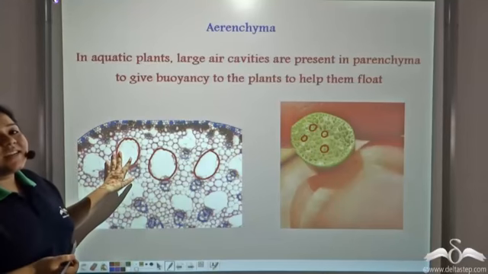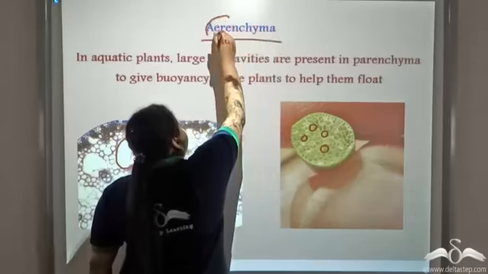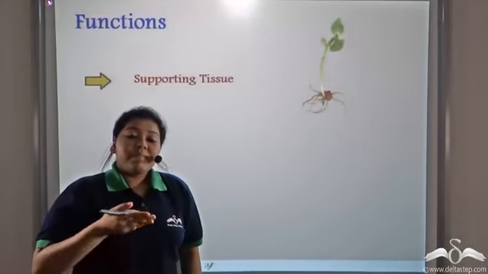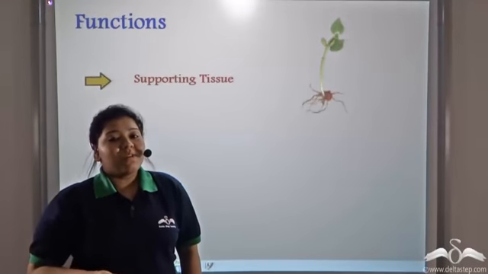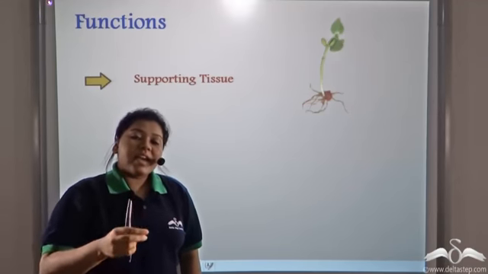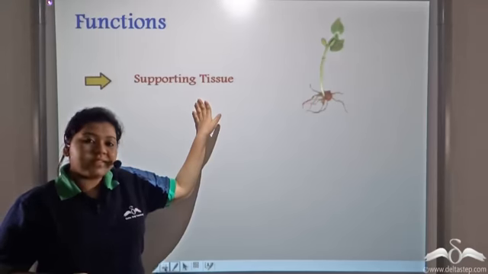So this parenchyma is known as aerenchyma, where aer comes from the word air. Since the parenchyma cells are not only found in the leaves, but they are also present in the stems and in the roots, they form supporting tissues.